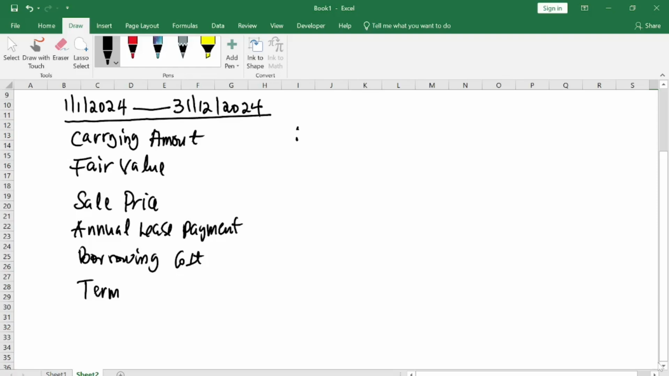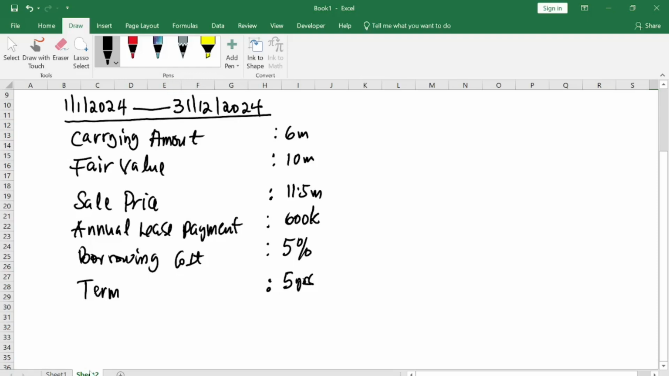Here we have our carrying amount to be 6 million. We have our fair value to be 10 million. We also have how much the asset was sold for, 11.5 million. The annual lease payment is 600,000. The borrowing cost is 5% per annum, and the term is 5 years. This is the summary of what they want us to do.